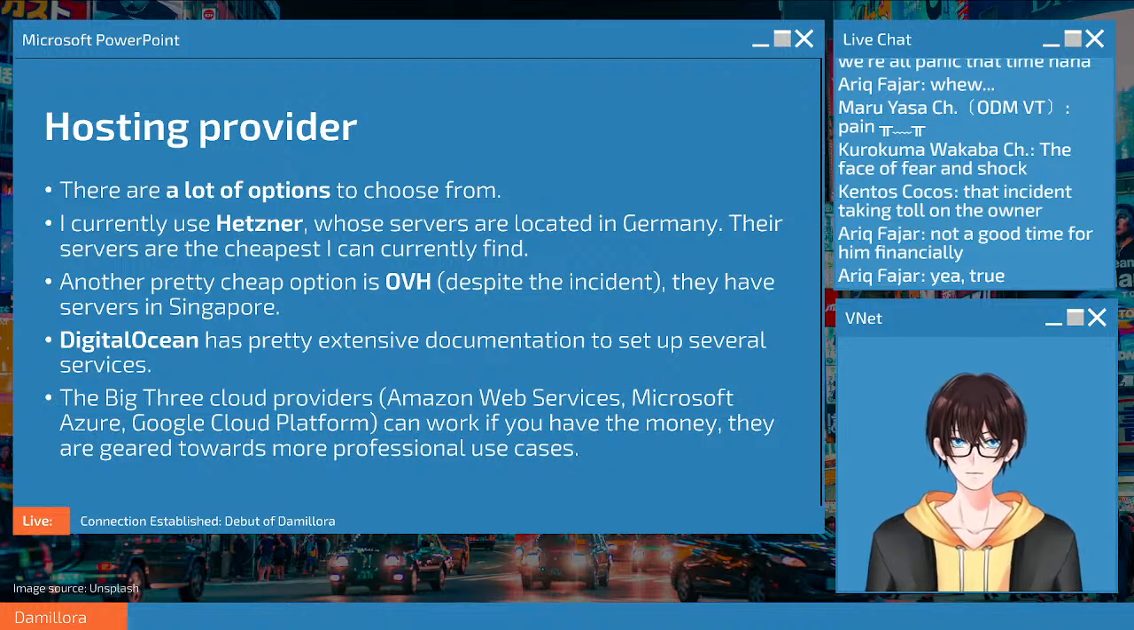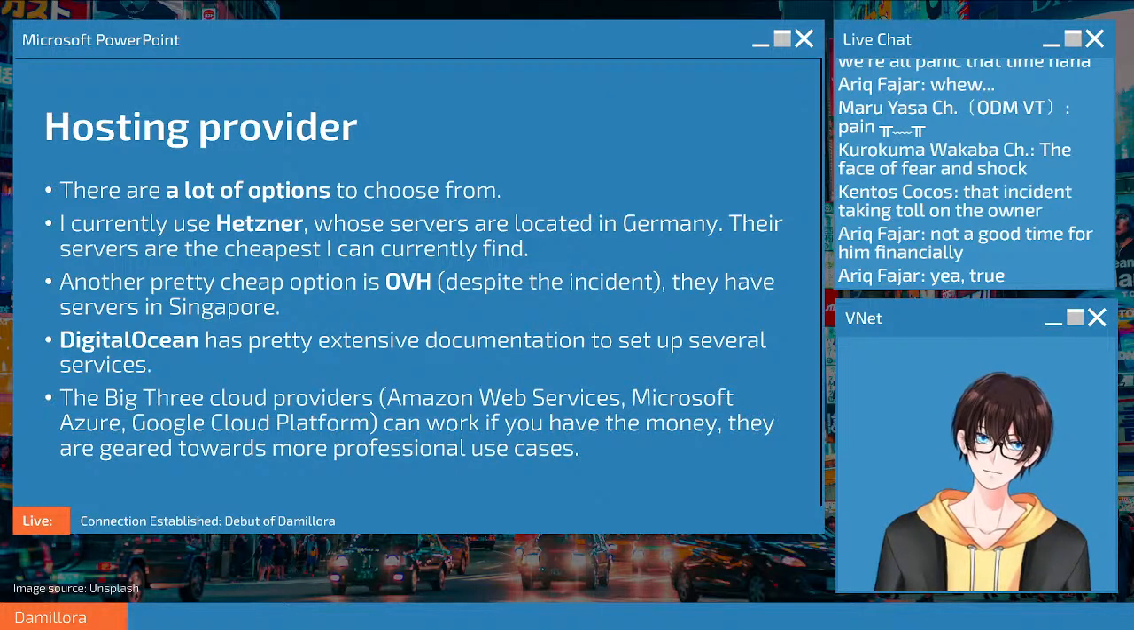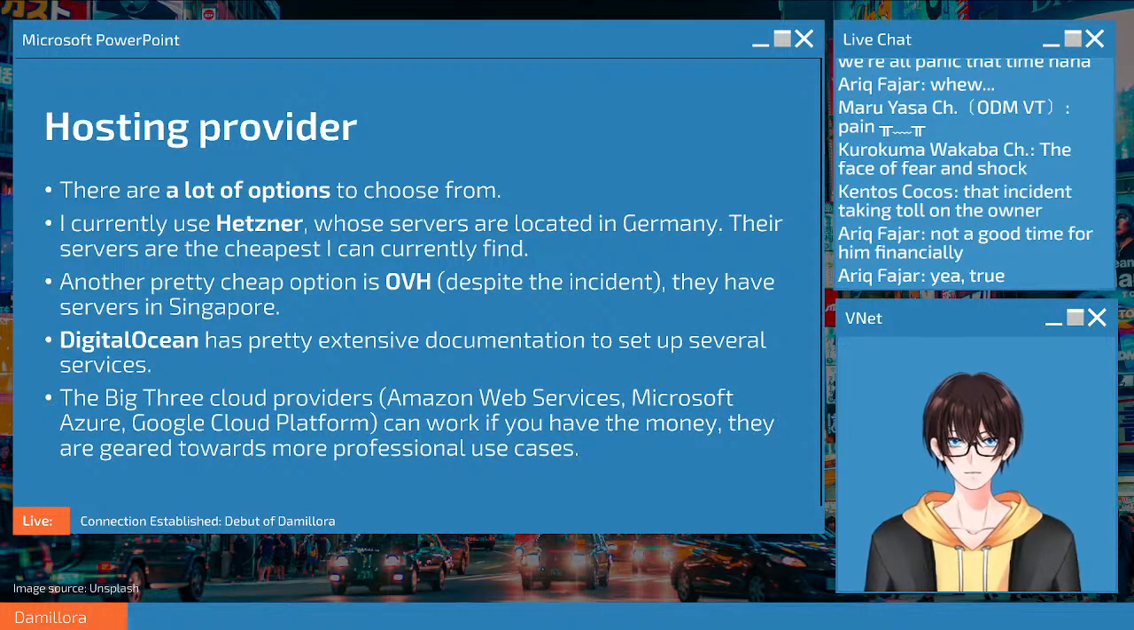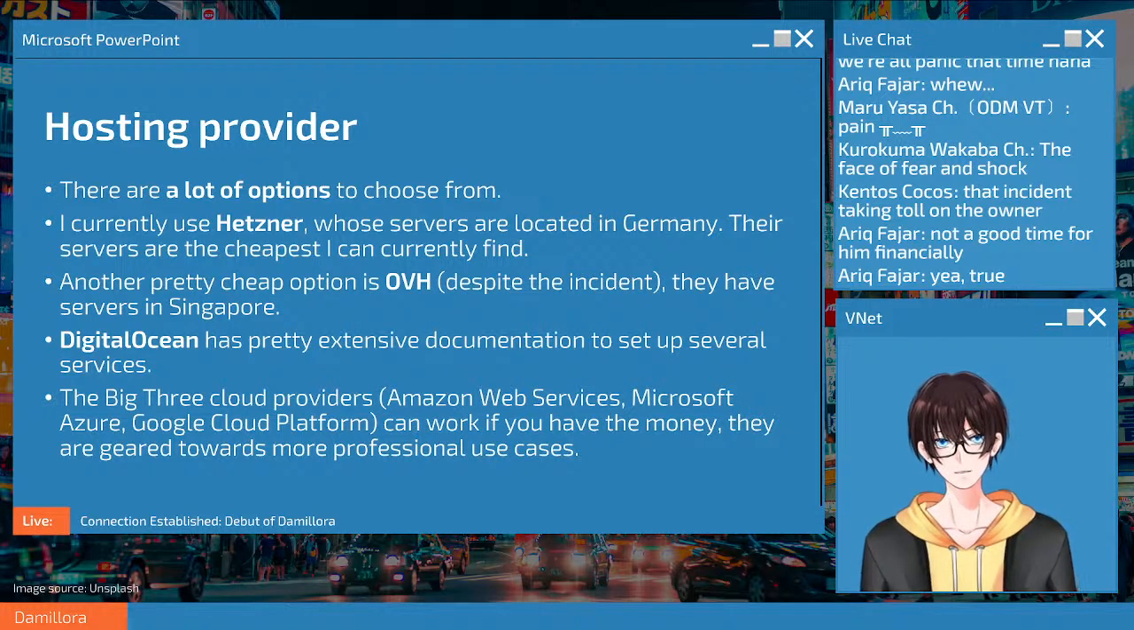And OVH, despite the incident, actually has pretty nice pricing. They are like half the price of DigitalOcean droplets. Slightly more than half actually, but yeah. For example, the 1 GB memory option in DigitalOcean is $5. In OVH for $6 you can get 2.